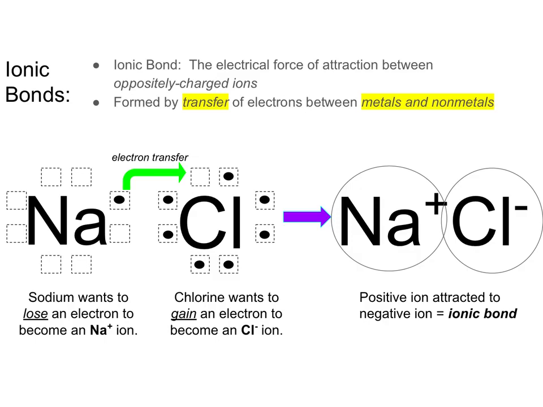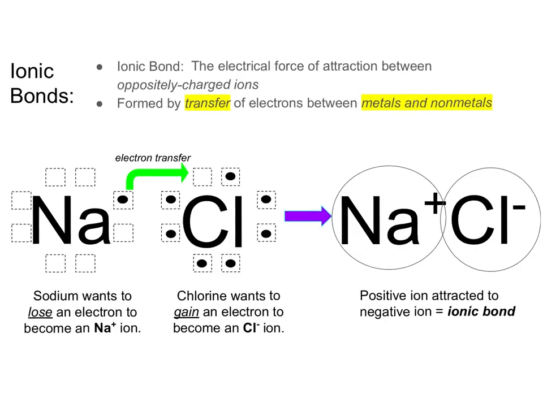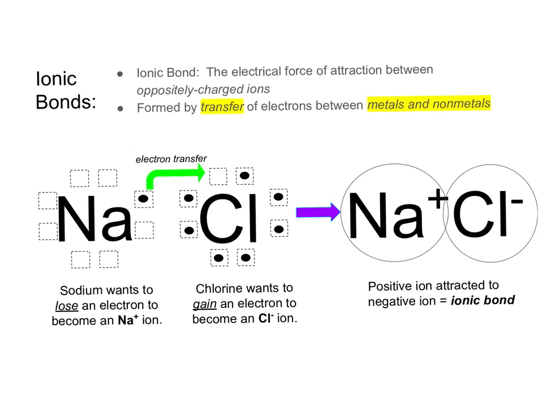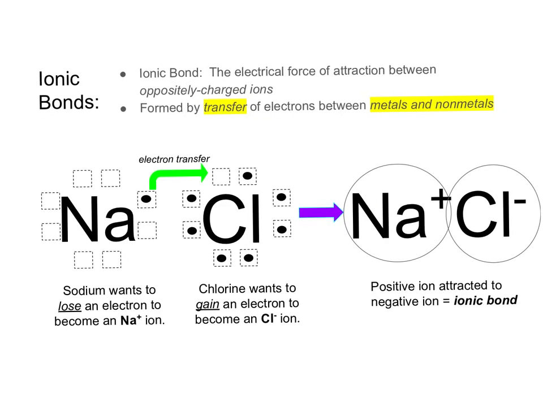So our next type of bond is called an ionic bond, and this is the electrical force of attraction between oppositely charged ions. Remember that ions means an atom has lost or gained an electron. This means the electron has completely left an atom and found another atom to be used by. The words I'd like you to remember for this are formed by the transfer of electrons. These electrons are actually moving between metals and nonmetals.